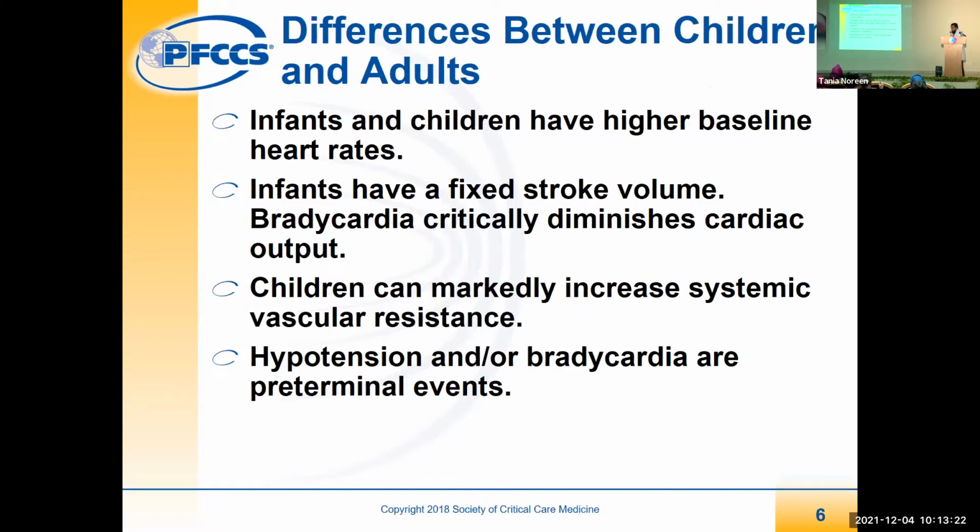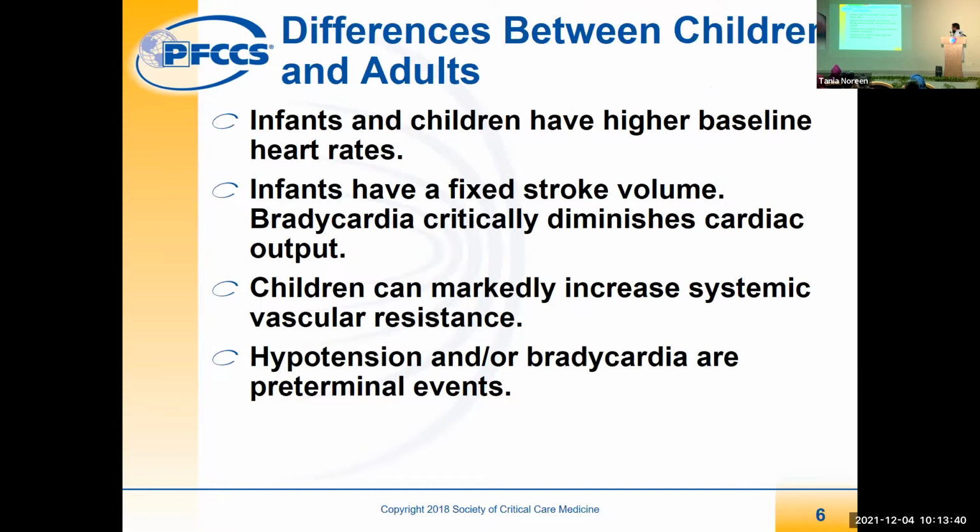So the children are not the young adults. They have a good amount of differences. Infants and children have higher baseline heart rates. We already know that. Infants have fixed stroke volume. It means that their compensation is through increasing the heart rate rather than the stroke volume.